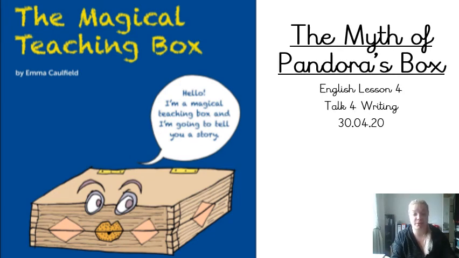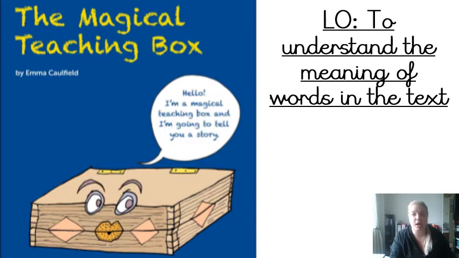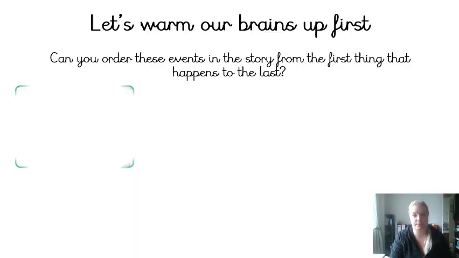So let's see what we're doing today. We're carrying on with the myth of Pandora's box. Let's see what our learning objective is today. Our learning objective today is to understand the meaning of the words in the text. We did a little bit of that yesterday, looking at the words to see if we can put them in alphabetical order. Today, we're going to see if we can actually understand what the words are.